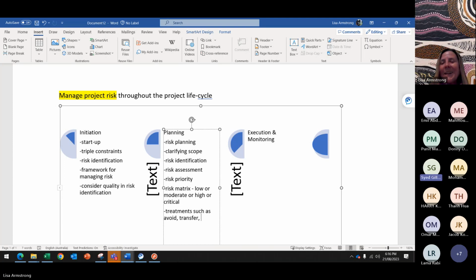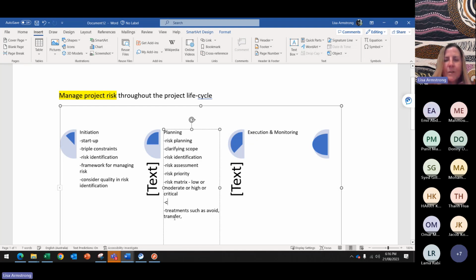Sorry, it's Hasib again. At this point, wouldn't we also look at the cost to benefit ratio as well? Very good. So let's pop that in here. Let's look at some of our cost benefit analysis. Brilliant. Fantastic, guys.